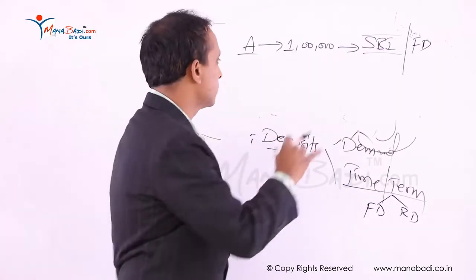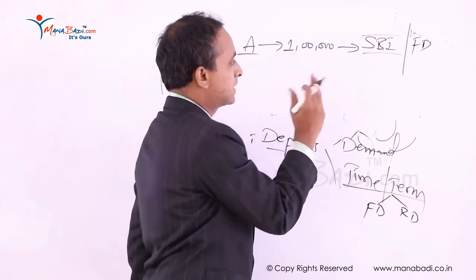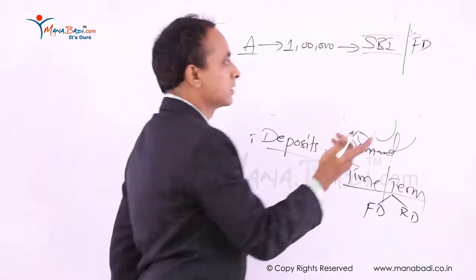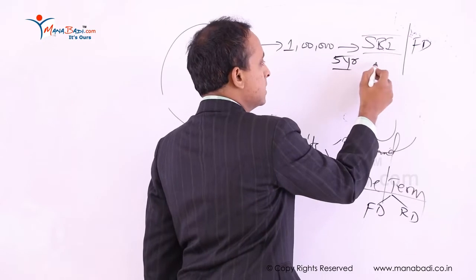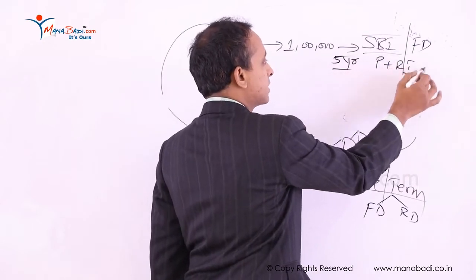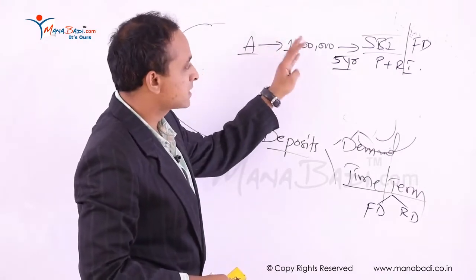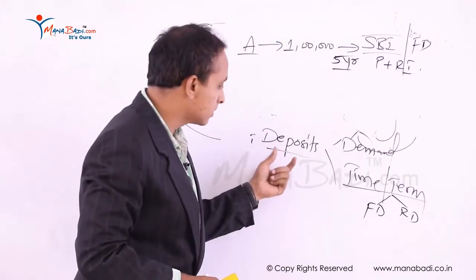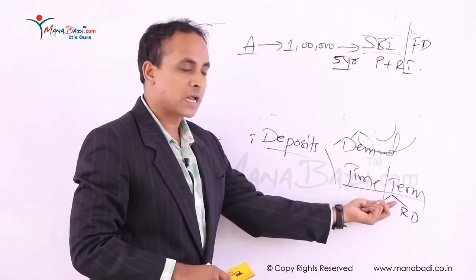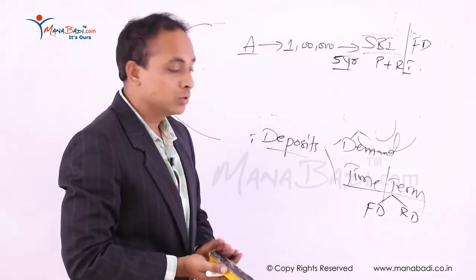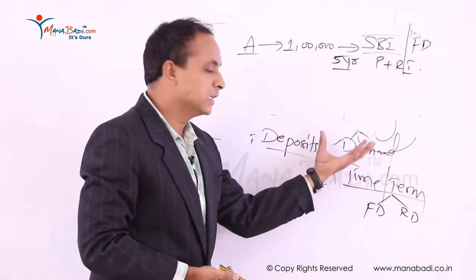Clear? Now look here. Say person A deposited 1 lakh rupees in SBI and this is a fixed deposit. Clear? And say for example 5 years is the duration, after 5 years he will get the principal amount and rate of interest. This is called FD. And now we are looking at deposits. As I said, term deposits are of two types, FD and RD. And how are these term deposits different from demand deposits?